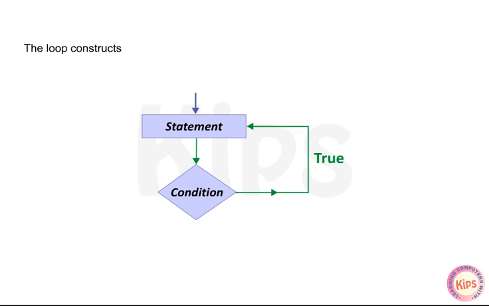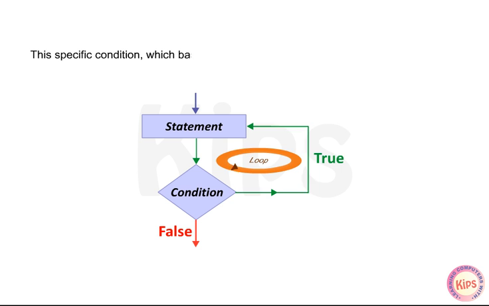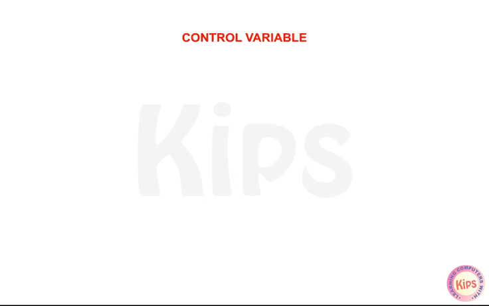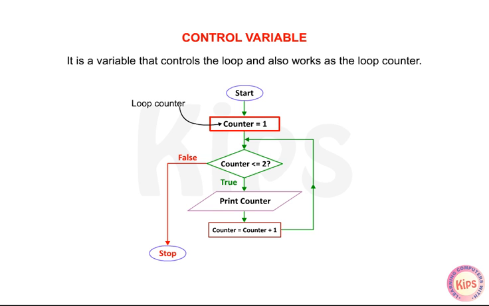The loop constructs of Java repeat a set of statements till the time the specified condition remains true. This specific condition, which basically controls the loop, is referred to as loop control. This condition returns the Boolean true value or the false value. Control variable: it is a variable that controls the loop and also works as the loop counter.